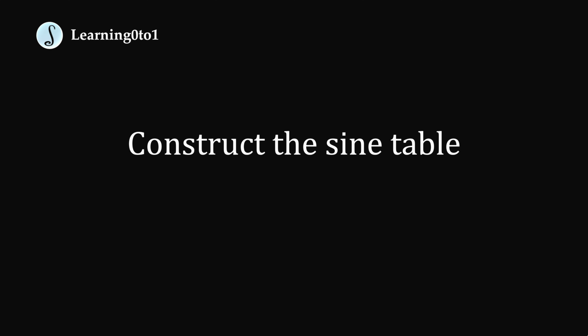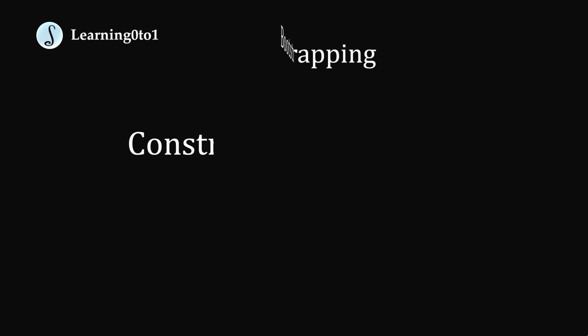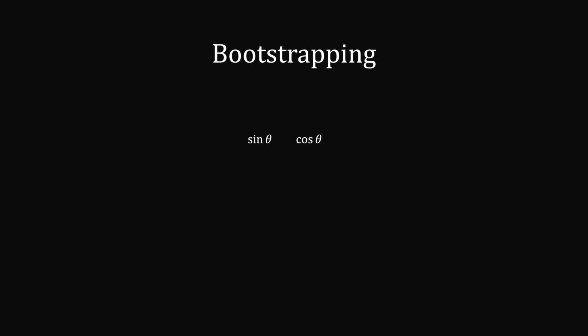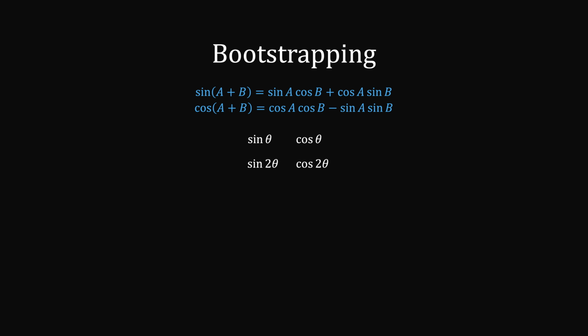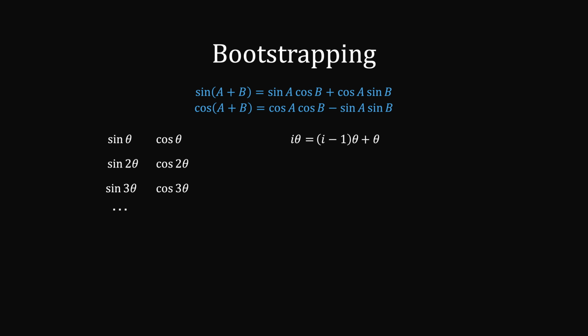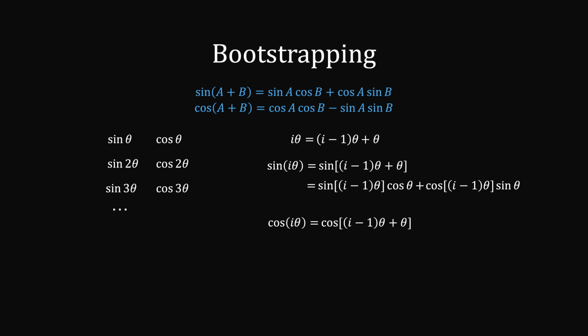In this lecture, we will demonstrate how to construct the sine table in Excel. Once you have the sines for the unit angle theta, you can use the combination formula to compute sines for the 2 thetas, 3 thetas, and so on. You do that iteratively. The next angle is broken down into prior angle plus theta. So sine for the ith theta is the sines for the last angle times the cosines for the theta, plus the cosines for the last angle times the sines for theta. Same thing for the cosine.